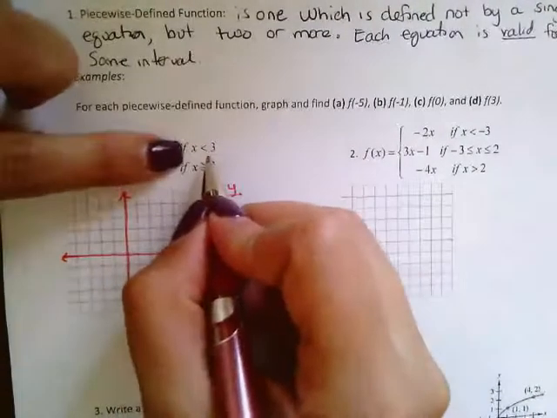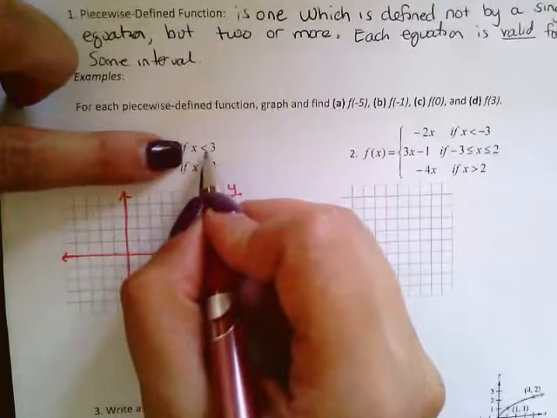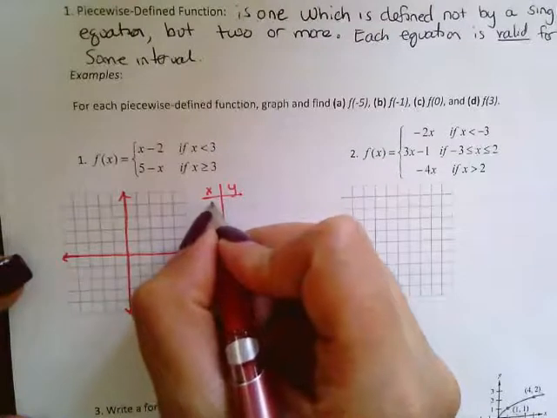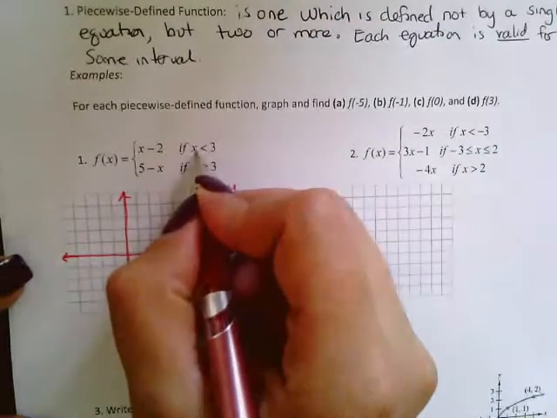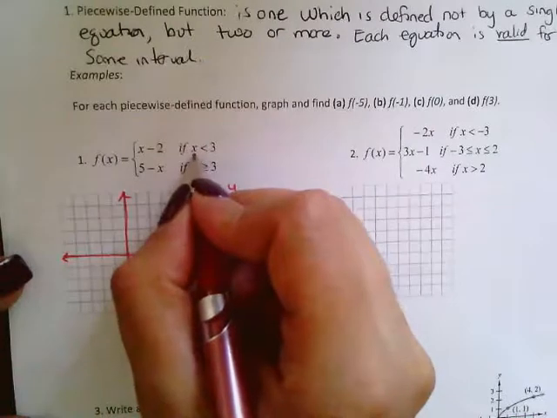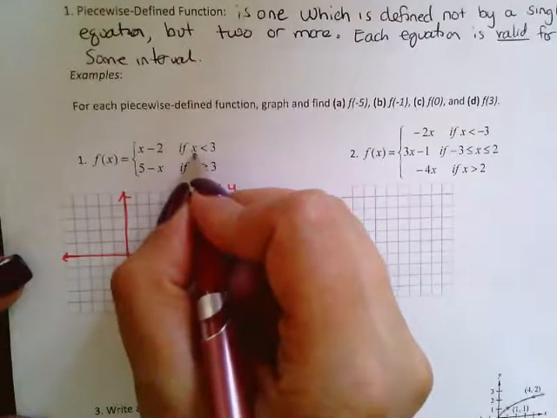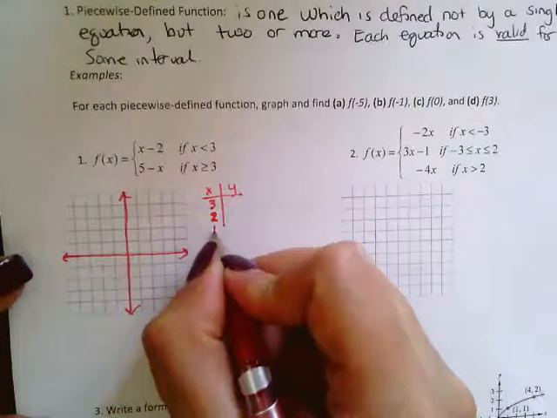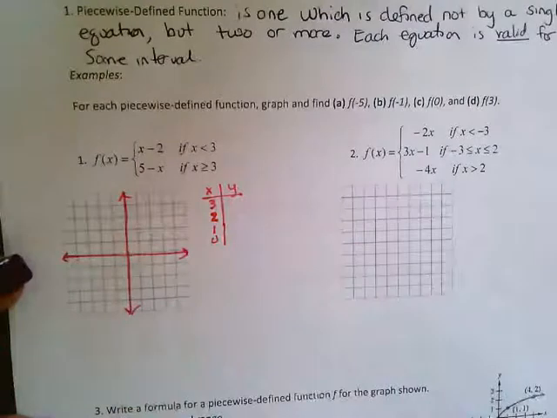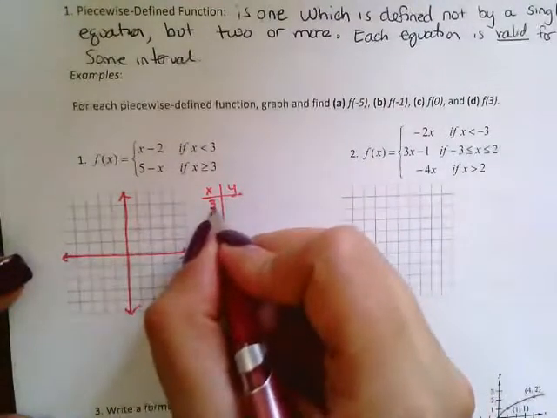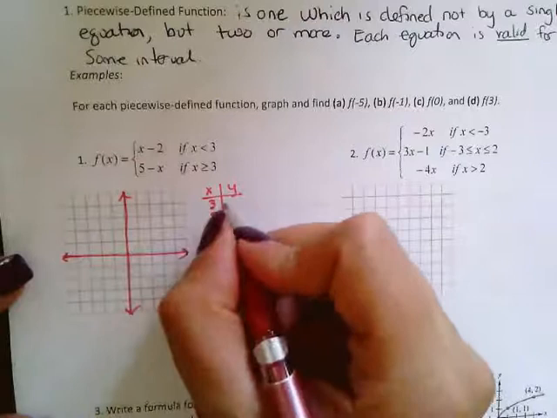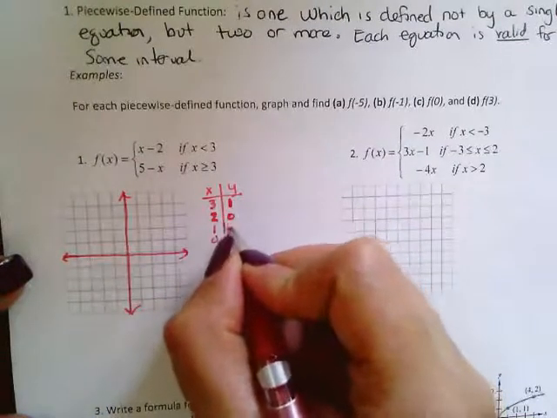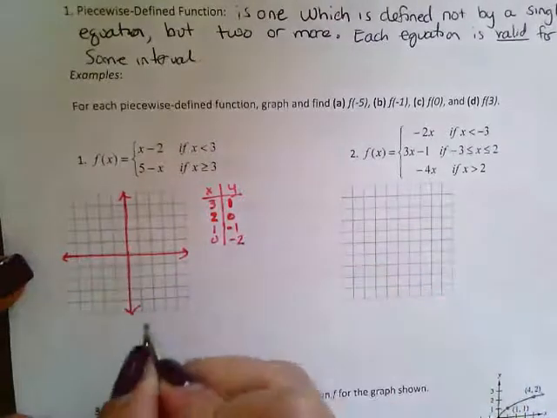Now we need 3 even though it will not be included, but there will be an open circle at 3. So 3 needs to be included, and then a couple numbers before 3 because x is going to be less than 3. So if x is less than 3, then I'm going to graph 3, 2, 1, and 0. You don't need that many numbers, but let's just do a few. So if I plugged in 3 to this, 3 minus 2 is 1, 2 minus 2 is 0, 1 minus 2 is negative 1, 0 minus 2 is negative 2.